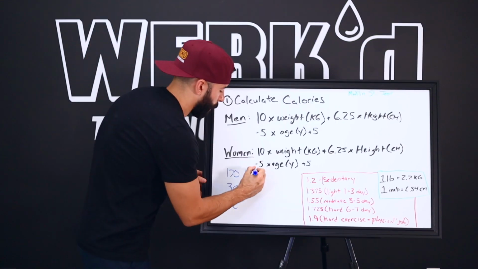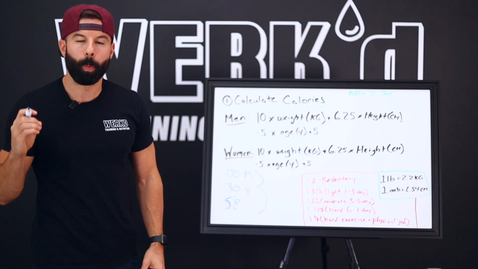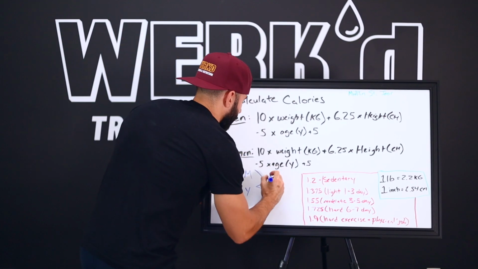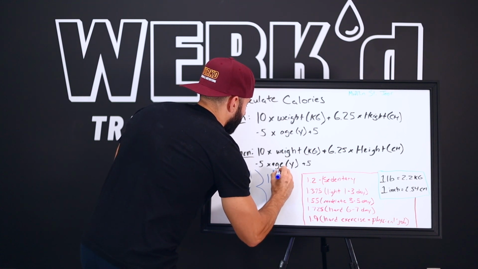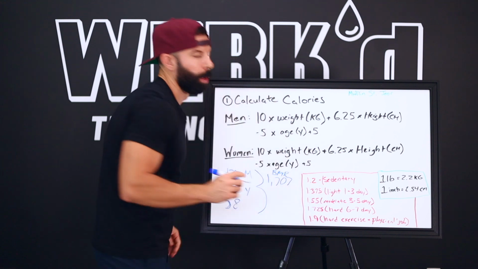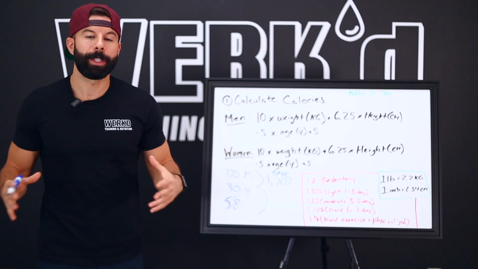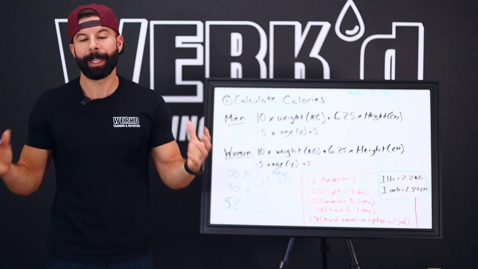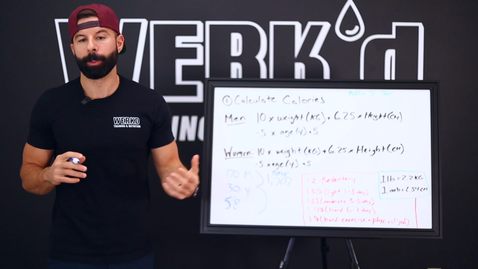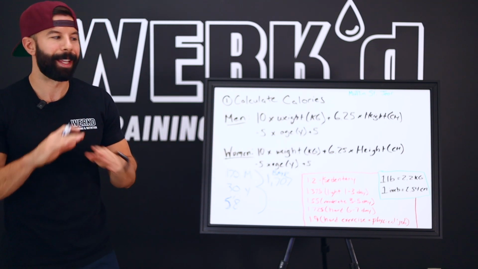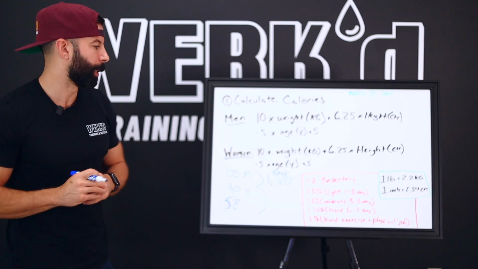So from this formula, we spit out a BMR of 1,707 calories. BMR stands for basal metabolic rate. This is the total amount of energy that your body requires to just maintain itself. That doesn't include brushing your teeth, going for a walk, taking a nap, exercise, none of that. So this is kind of a baseline. We have 1,707 calories.